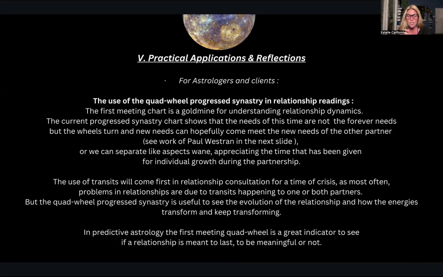In predictive astrology, the first meeting quadwheel is a great indicator to see if a relationship is meant to last, to be meaningful or not.